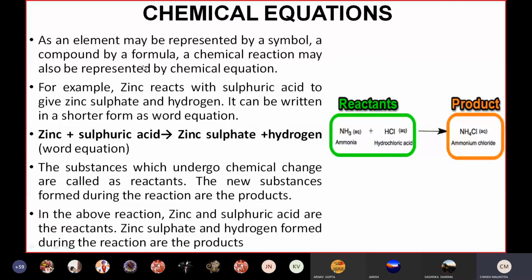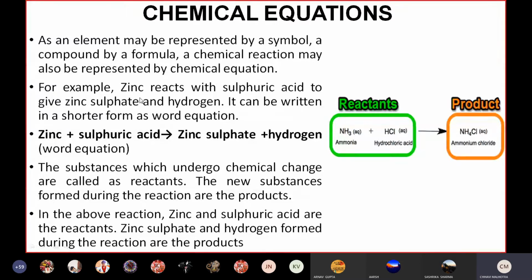A compound is represented by a formula, like carbon dioxide with CO2. So we have discussed all these formulas. Magnesium sulfate as MgSO4, zinc sulfate as ZnSO4. So these are the compounds which are represented by a formula. But a chemical reaction is represented by a chemical equation. So if we have to show how two or more substances are reacting, we represent it by a chemical equation.